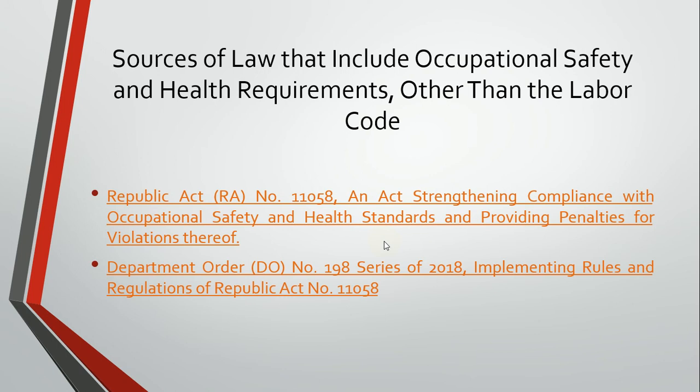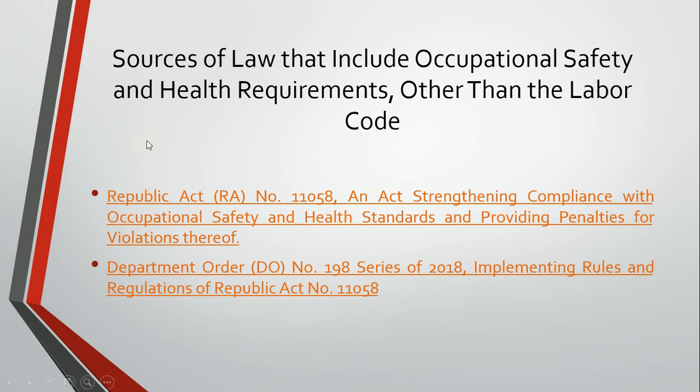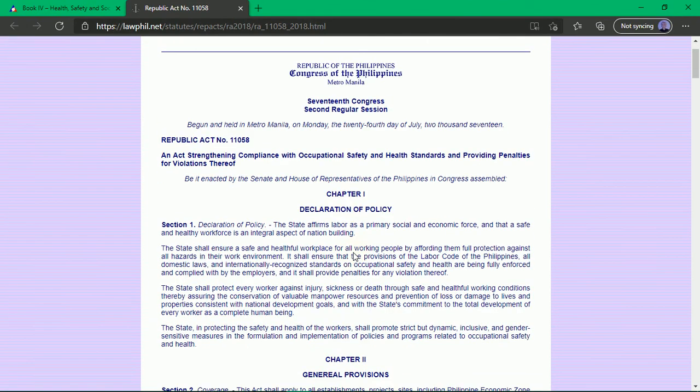So, sources of law that include occupational safety and health requirements other than the labor code. It is already presented here in the previous slide. So, we have the RA number 11058 and the Department Order number 198 by the Department of Labor and Employment. Okay, let's return again.